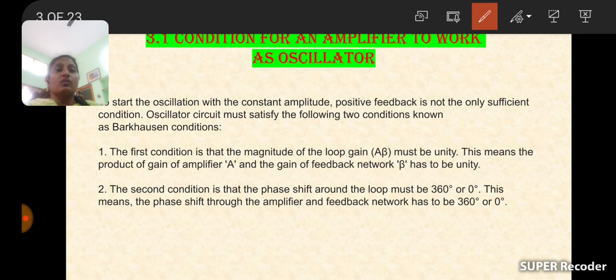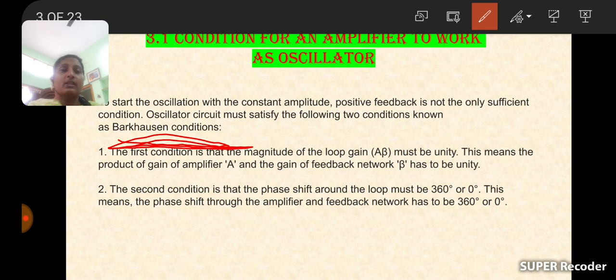So these two conditions together are called what? Barkhausen criteria. To start the oscillation with constant amplitude, positive feedback is not only sufficient, the circuit must also satisfy two conditions. The two conditions together are called Barkhausen criteria.